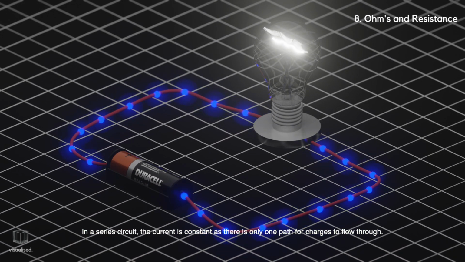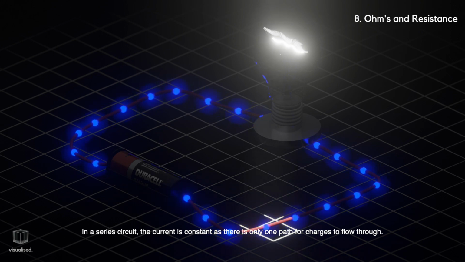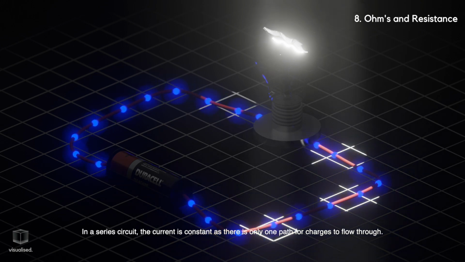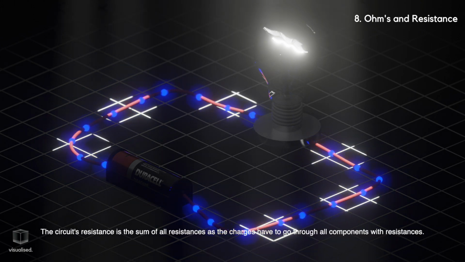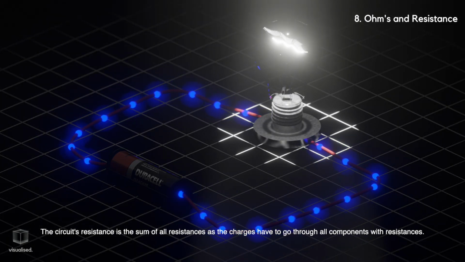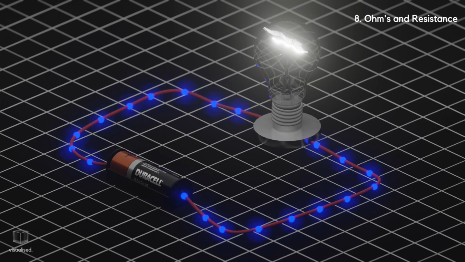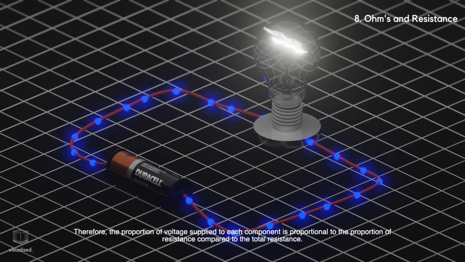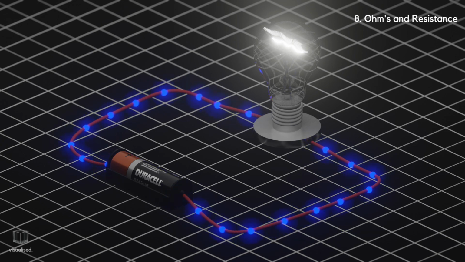In a series circuit, the current is constant as there is only one path for the charges to flow through. The circuit's resistance is the sum of all resistances, as the charges have to go through all the components with resistances. Therefore, the proportion of voltage supplied to each component is proportional to the proportion of resistance compared to the total resistance.